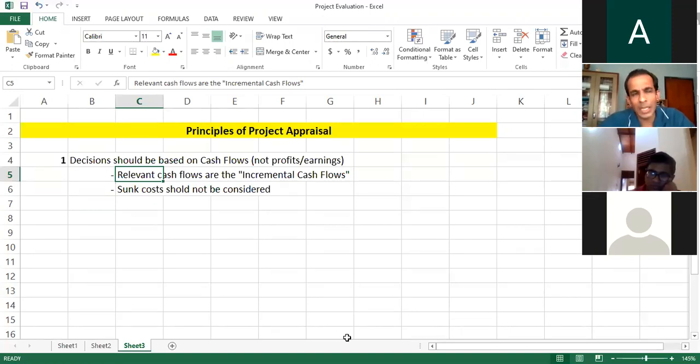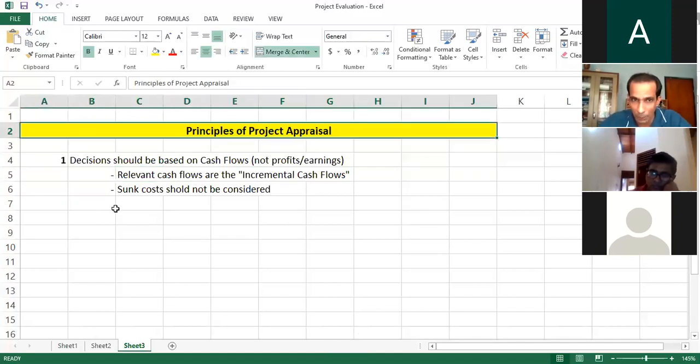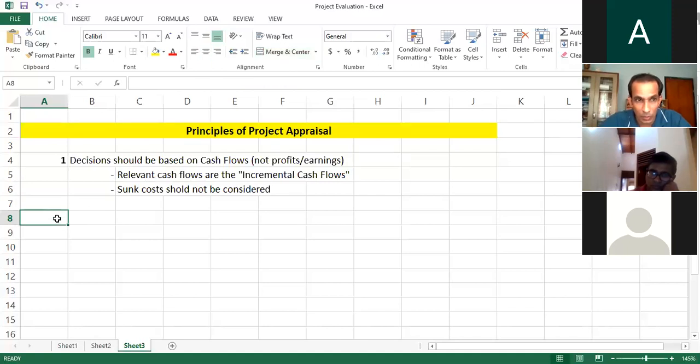Opportunity cost means actually something else. Opportunity cost is also a very important concept. That is one main principle in project appraisal, right? We'll discuss that in a minute. Opportunity cost means we have to sacrifice some alternative. That means we have to select one alternative, so that should be considered, right?